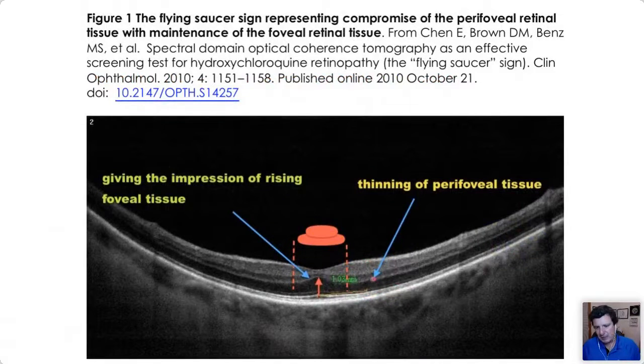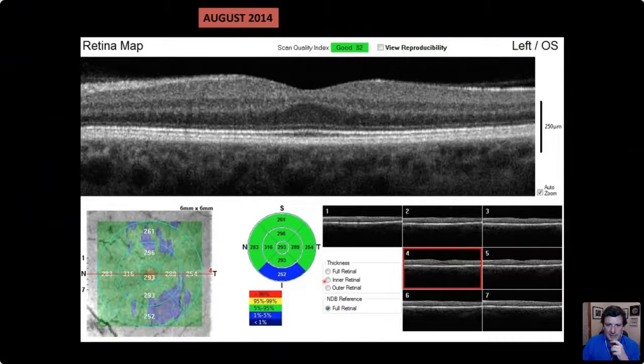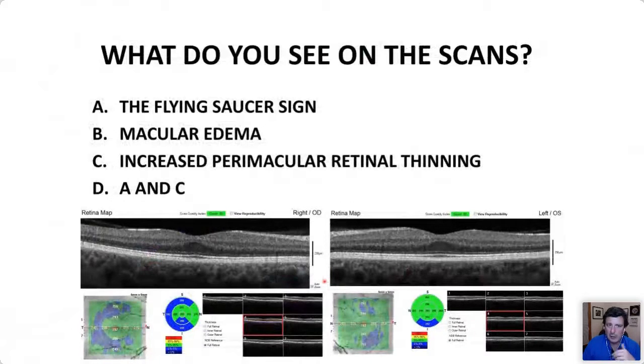Because this is crashing down, it looks like this is moving up, and they talk about this flying saucer sign or this top hat appearance, because this area is being maintained, but that parafoveal and perifoveal area is starting to drop. And I'll get you to a case of mine where I have 2 things that I can point out to help interpret and catch these cases relatively early.